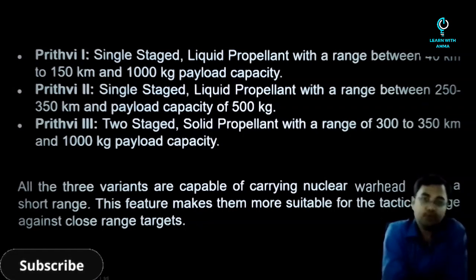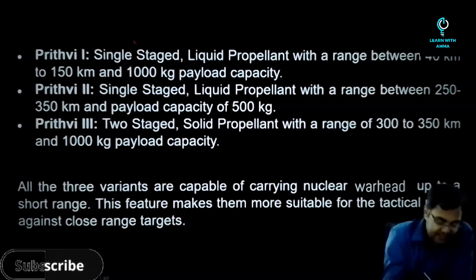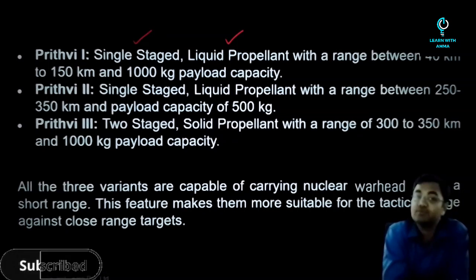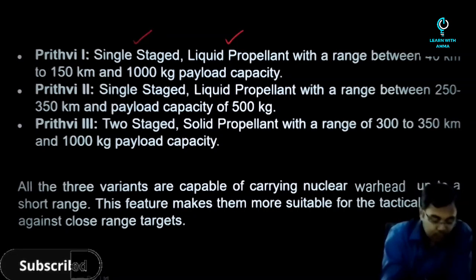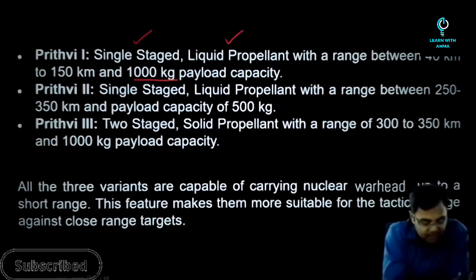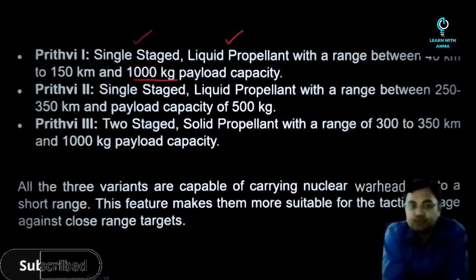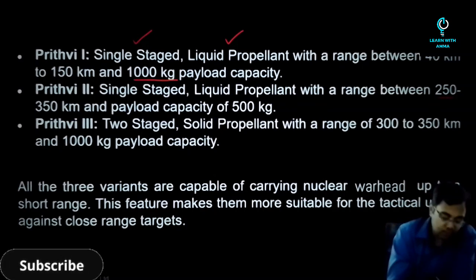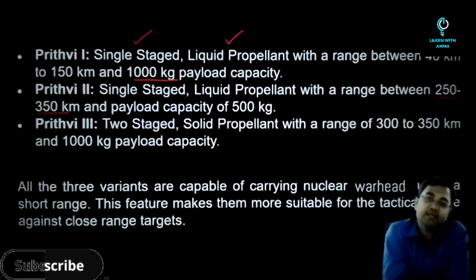So first, when we talk about the Prithvi 1 missiles, these are single staged missiles. They use liquid propellant. They have a range between 40 kilometers to 150 kilometers and up to 1000 kg of payload capacity. So these are the basic details about Prithvi 1. When you talk about Prithvi 2, it's a better variant. It is also single staged. It is also liquid propelled, and it has a range between 250 to 350 kilometers, and it can carry a payload of up to 500 kg.